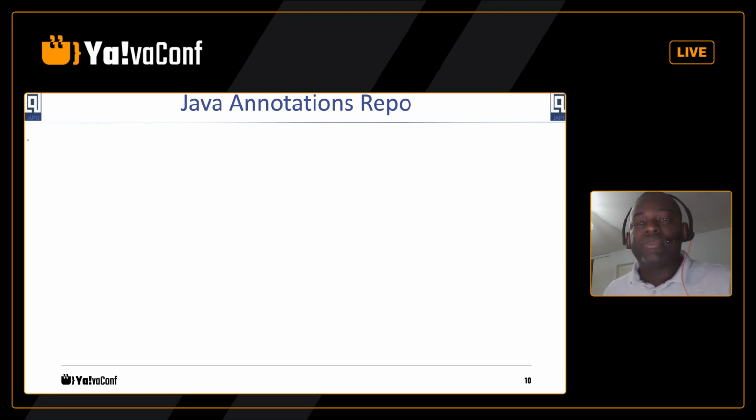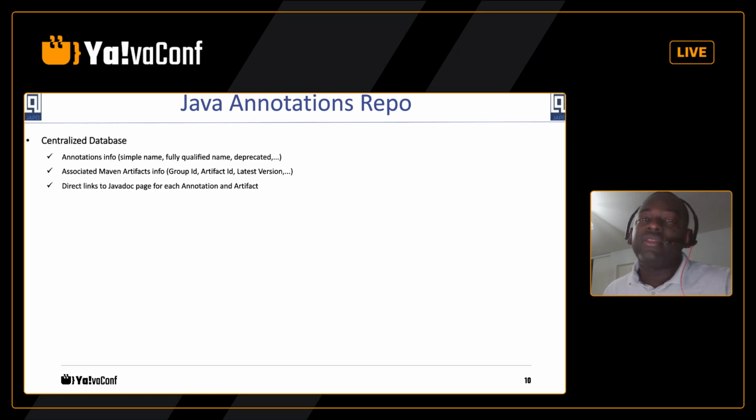Behind JAPO lies an extensive database with the information of all annotations, along with their associated Maven artifact information as well. One very important feature JAPO offers is the ability to get the latest updated information on a daily basis, which means that whenever a new version of Hibernate, for example, is released, it will take up to 24 hours to see the update reflected in JAPO.